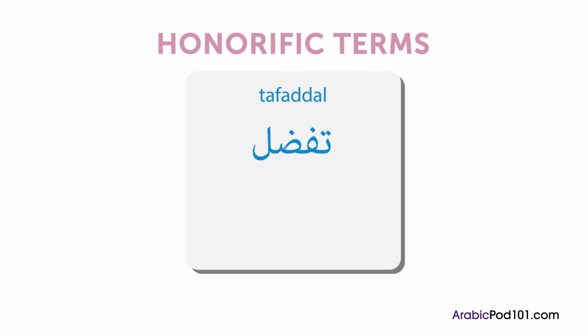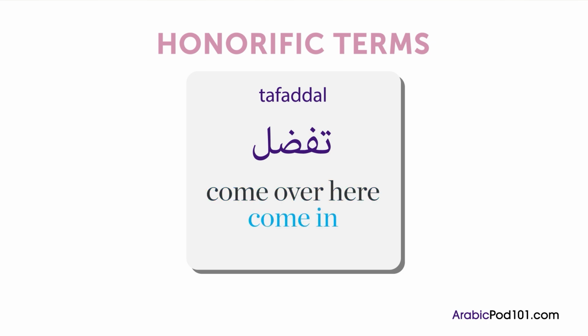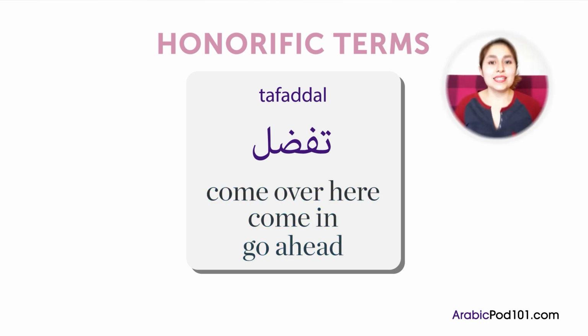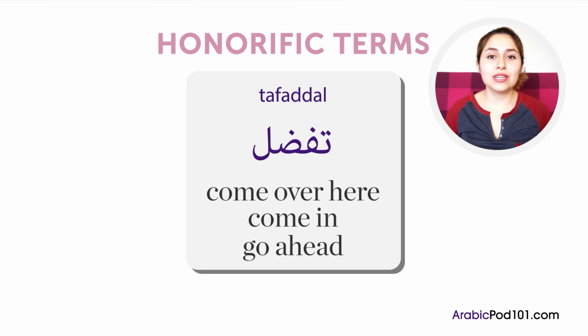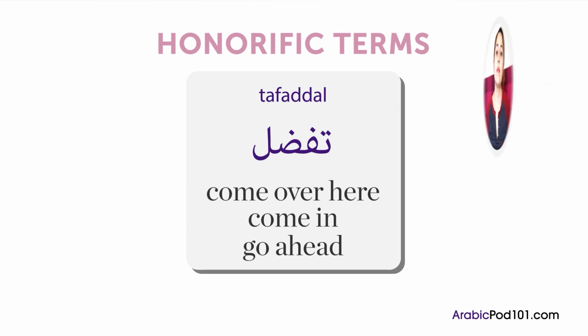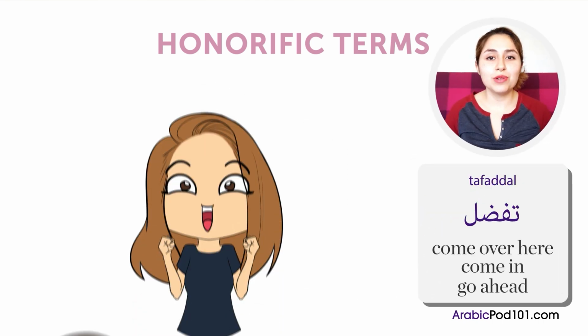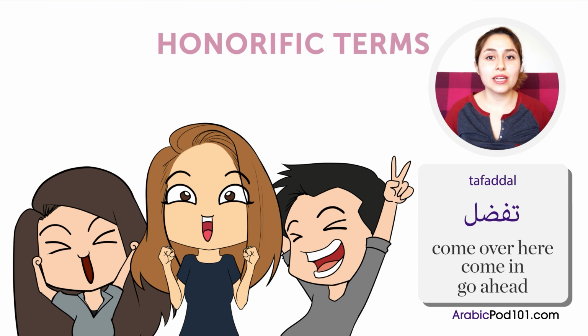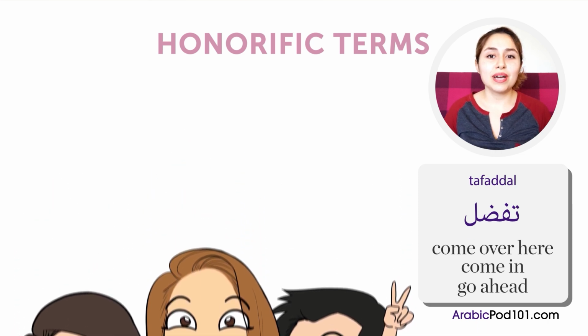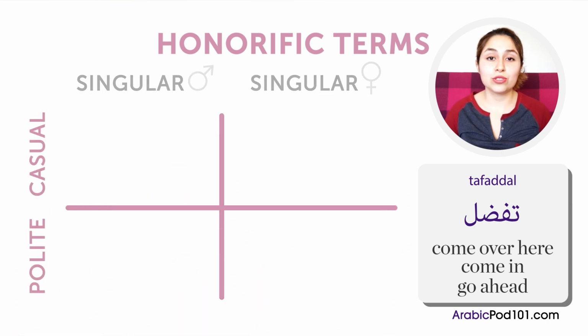Lastly, we have تفضل. تفضل is the polite way of saying come over here or come in or go ahead. It's a very useful word and is used in many contexts, as you can tell from its many different meanings. You might use it to invite someone in, invite them to start eating, and many other things. Keep in mind that it changes slightly according to the gender.